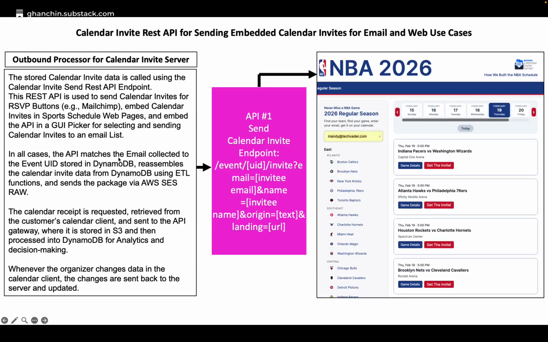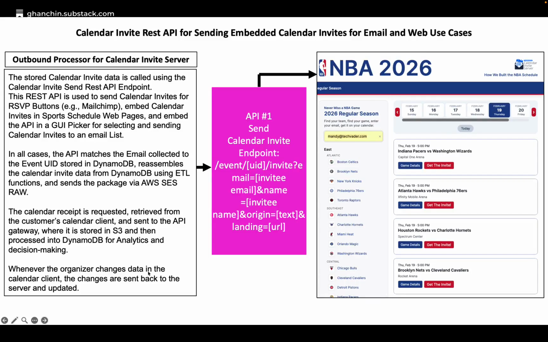In all use cases, the API matches the email collected to the event UID stored in the database for the event. It reassembles the Counter-Invite data from DynamoDB using ETL functions and sends the package via AWS SES raw. Again, this is our proprietary technology using the tech stack of AWS and 30 Lambda functions. Every time we send out a Counter-Invite, we're requesting a receipt from the calendar client of the customer. That data, yes, no, or maybe, is sent back to the API gateway where it's stored in the Counter-Invite server in S3 and then processed in DynamoDB for analytics and decision making.